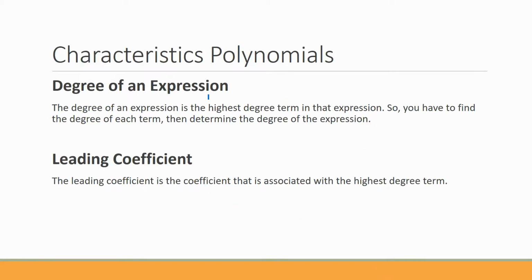The degree of the expression is the degree of the highest term in that expression. So we have to find the degree of all the terms and then figure out which one's highest. We're going to have an example in just a minute. The leading coefficient is the coefficient that is associated with the highest degree term. So a coefficient is what is multiplied to each of the variables. The leading coefficient is the one with the highest degree term.